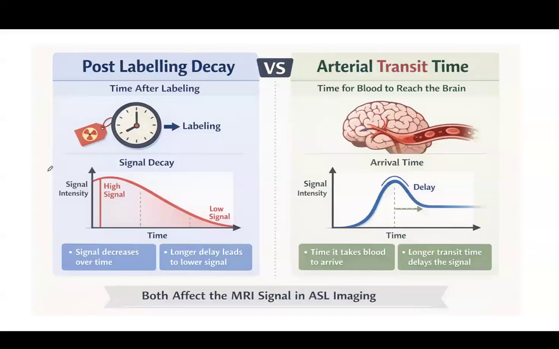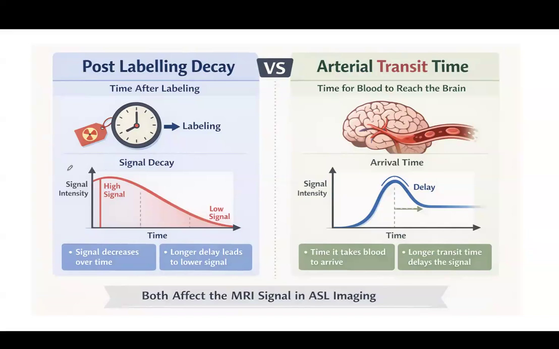Two concepts we have to know are post-labeling decay and arterial transit time. Post-labeling decay is the time taken after you label, based on the general population, for that labeled blood to reach the tissue of interest. But arterial transit time is the physiological time for the blood actually to travel through that area to reach the area of interest.